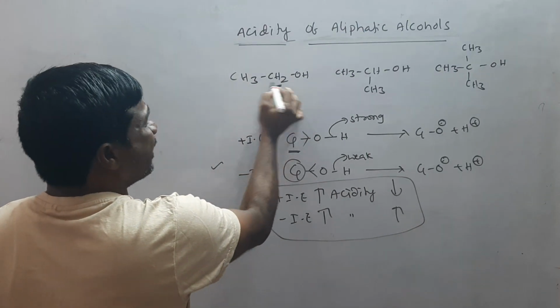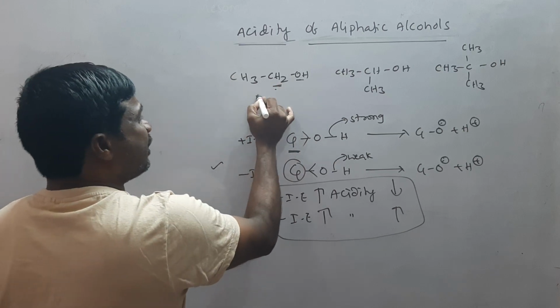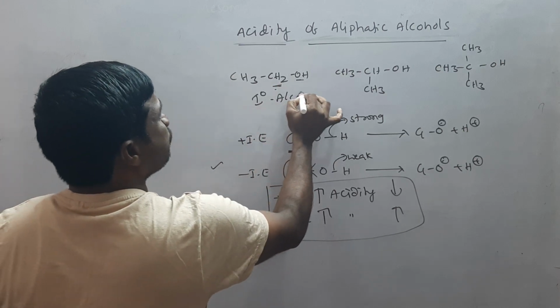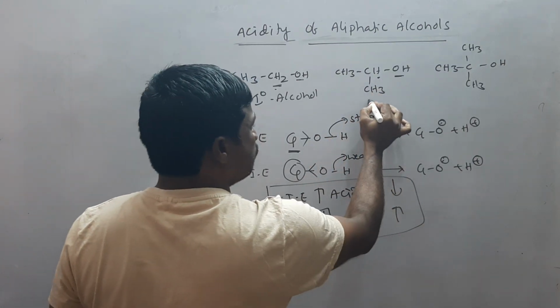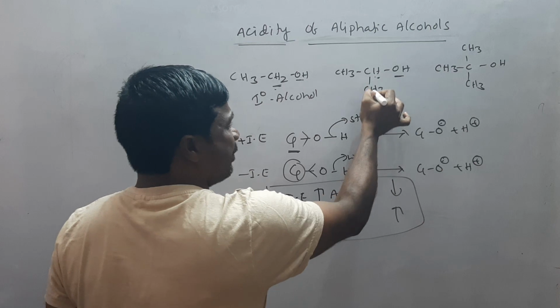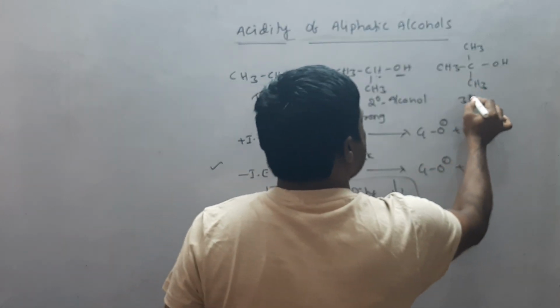Here the OH group is attached to the alcohol carbon. This carbon is attached to only one carbon, so this is a primary alcohol. This alcohol carbon is attached to two carbons, so this is a secondary alcohol. This one is a tertiary alcohol.